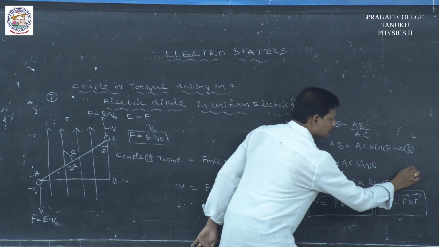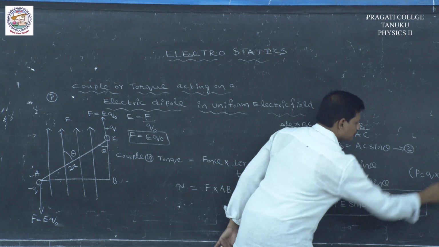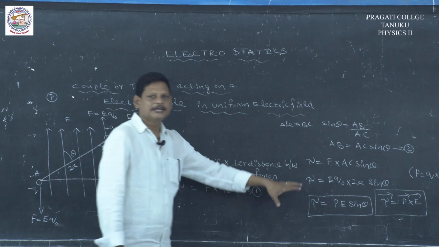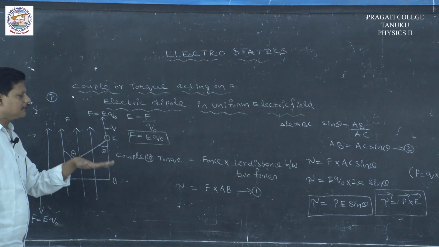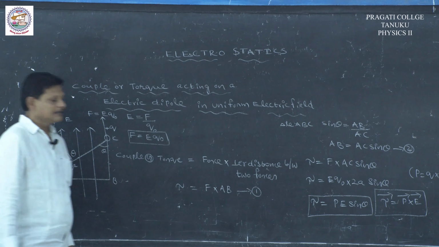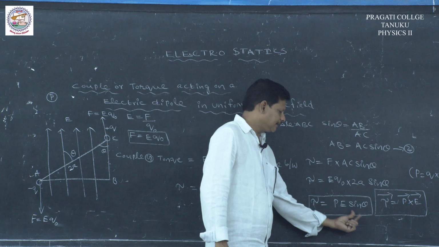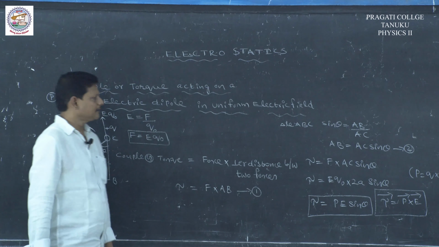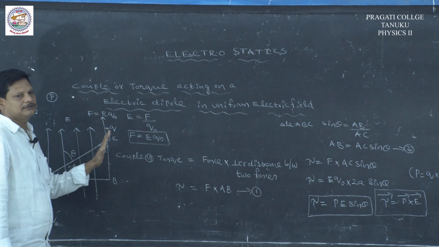We know electric dipole moment P is equal to q into 2a. So tau is equal to PE sin theta. In vector form, tau bar is equal to P bar cross E bar. It is maximum when theta equals 90 degrees, and it is 0 when theta equals 0. Okay. This is about couple or torque acting on an electric dipole.